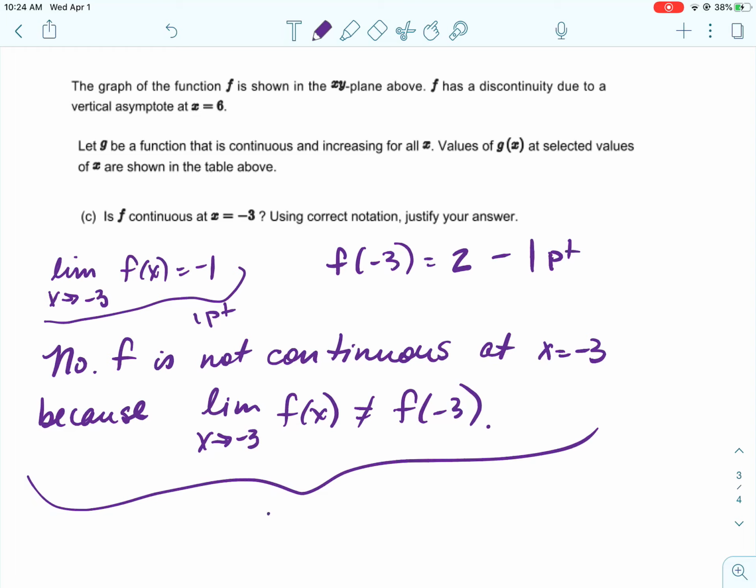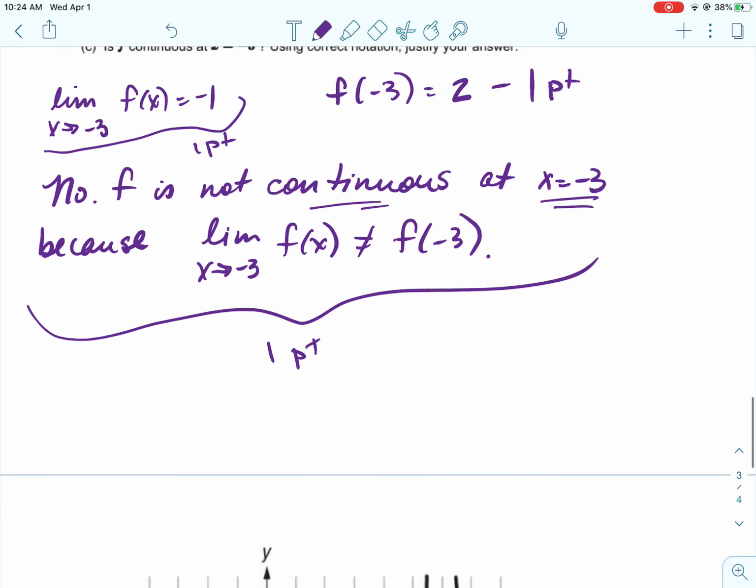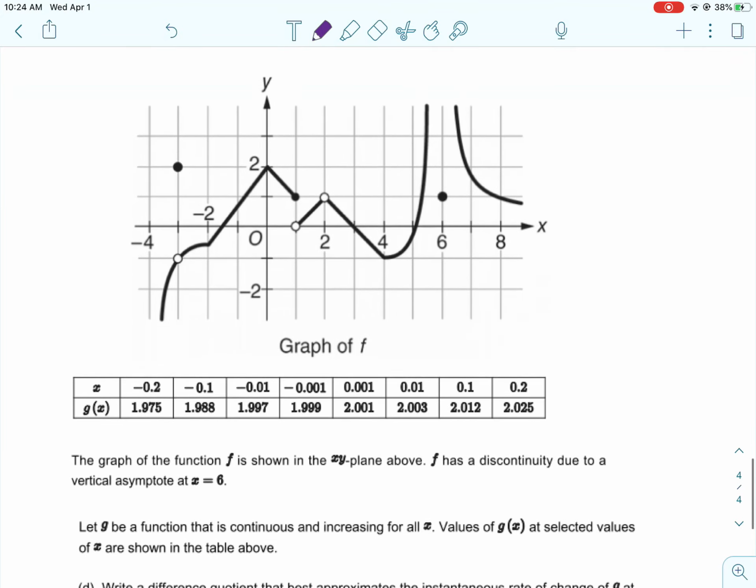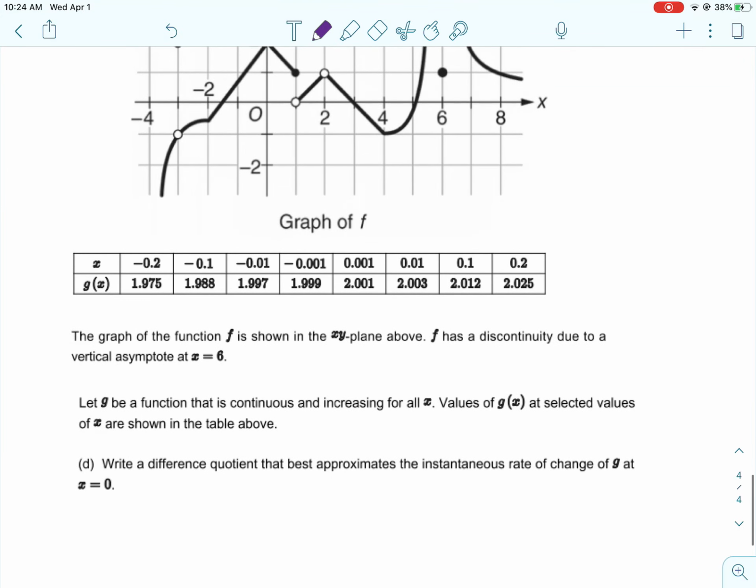All right, and let's see. Looks like this gives you 1 point, this gives you 1 point, and all this gives you 1 point. Now, not being specific about where we're talking about, where the function is continuous, takes a point away. So be really careful with your notation.